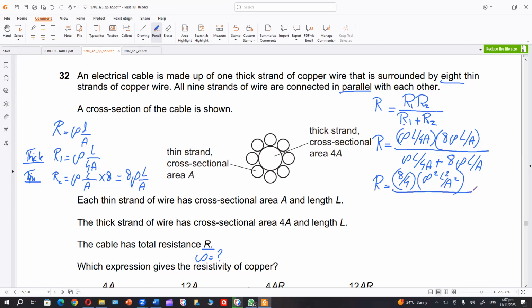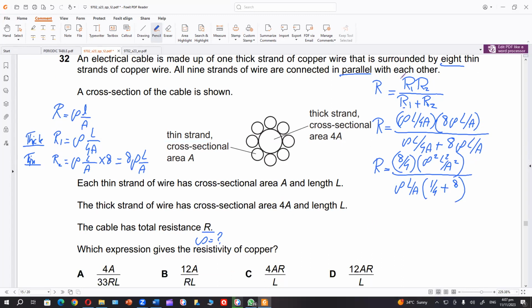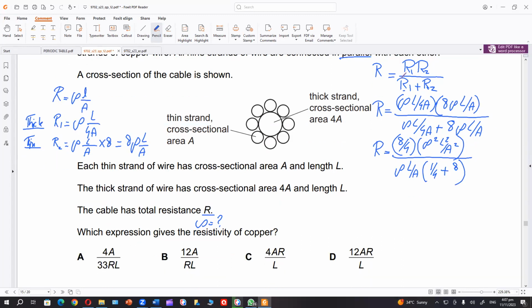Here I have to take the LCM, or I can add it directly, but otherwise I should take an LCM. Rho L upon A is common. So rho L upon A is common. It's 1 upon 4 plus 8. Now help me to solve this.